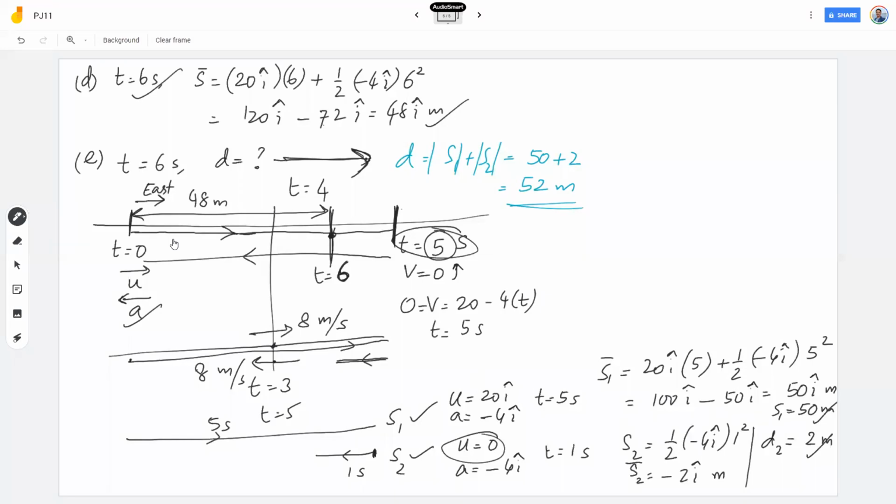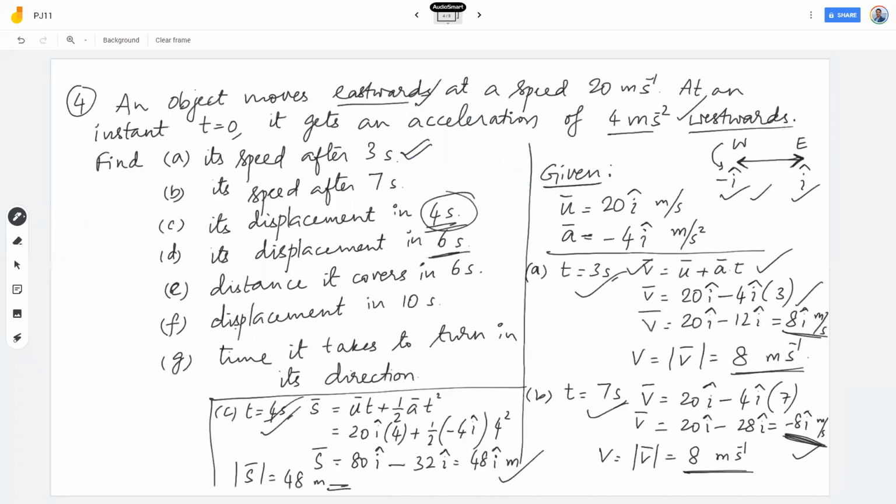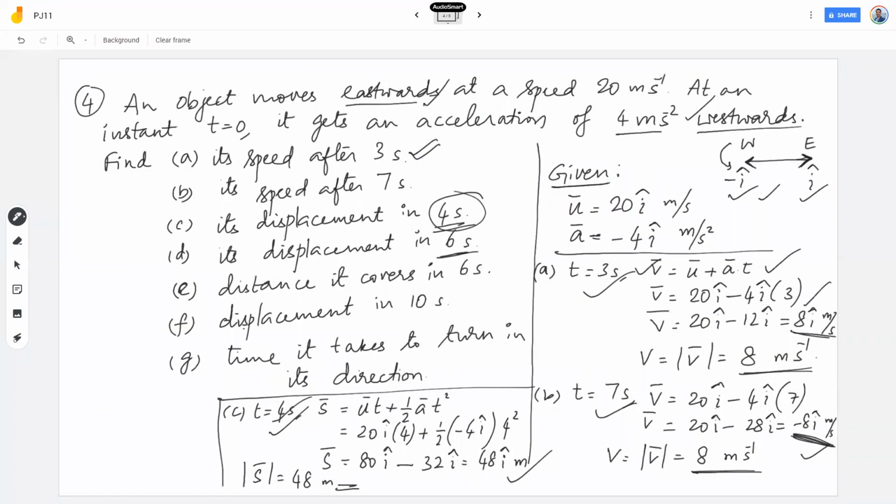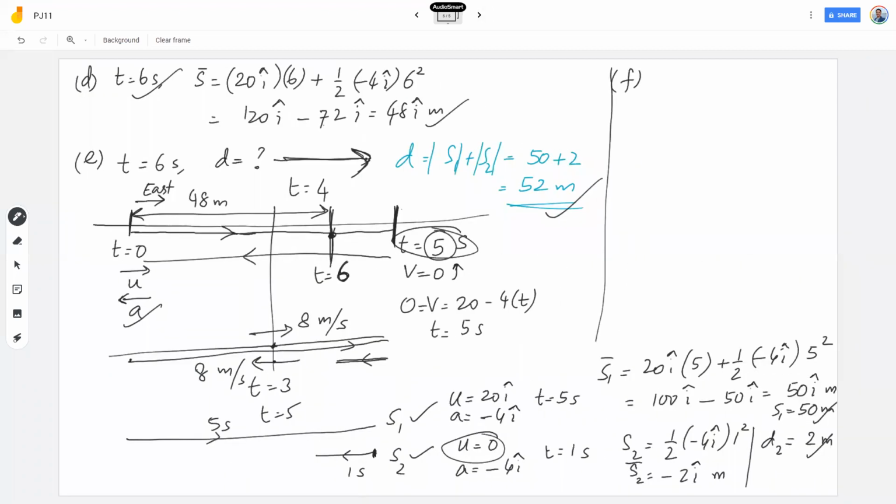Okay. So for the question E, distance covered is 52 meters. That's the answer. Question F. Okay, what is question F? Displacement in 10 seconds. What do we do? You're asked to find only displacement, huh? So don't worry about it. You can directly start. Displacement in 10 seconds they are asking.